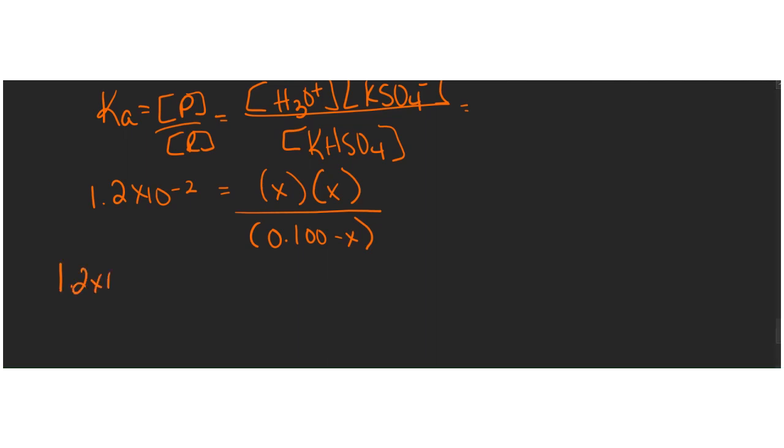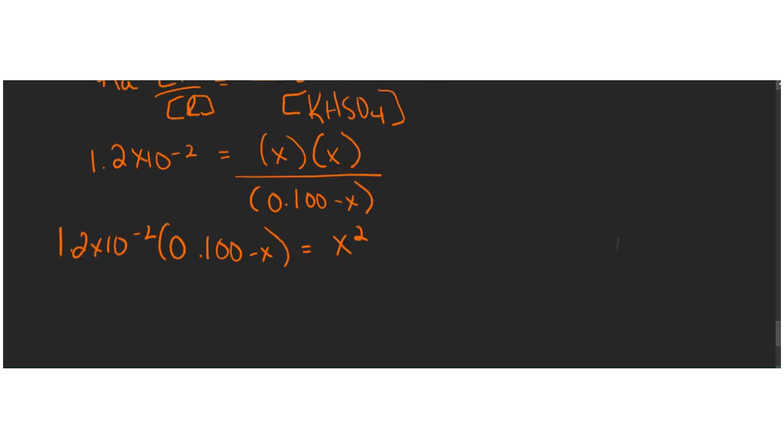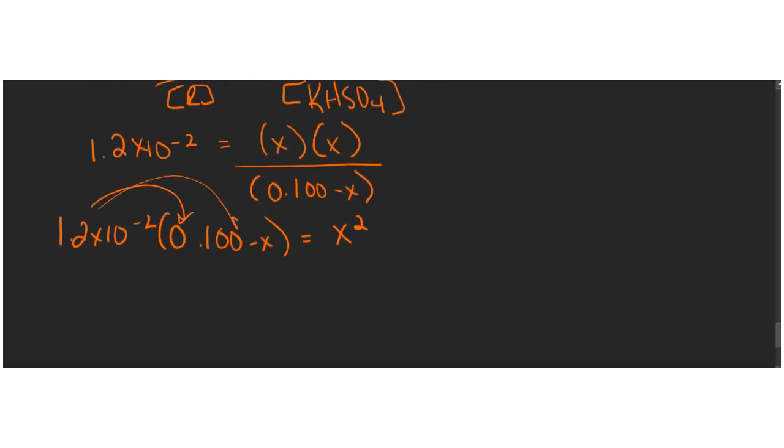So 1.2 times 10 to negative 2, 0.100 minus x is equivalent to x squared on that side. Distribute into the binomial. And what do I get? 10 to the negative 3 minus 1.2 times 10 to the negative 2 x. And then I'm going to move x squared over to equal 0. Can x squared be negative? Yeah. I know your teachers might not like that, but it works.